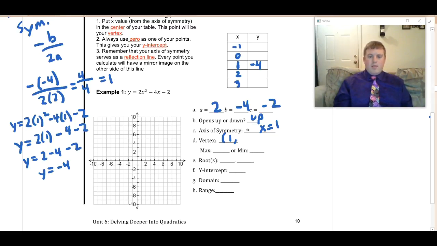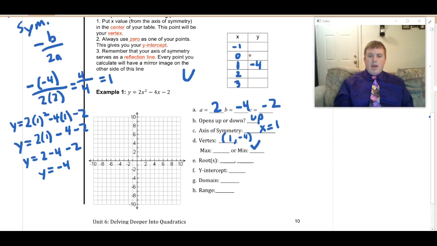Before I do that, let's go ahead and fill in the rest of our vertex over here. Our vertex is going to be a negative 4, so I'm going to fill that in. And we can also tell whether it's going to be a max or min from whether it opens up or down. We said earlier it's going to open up, so that means it's going to have a shape like this. So that means that that is going to be a minimum. And we'll talk about those other characteristics as we come to it.